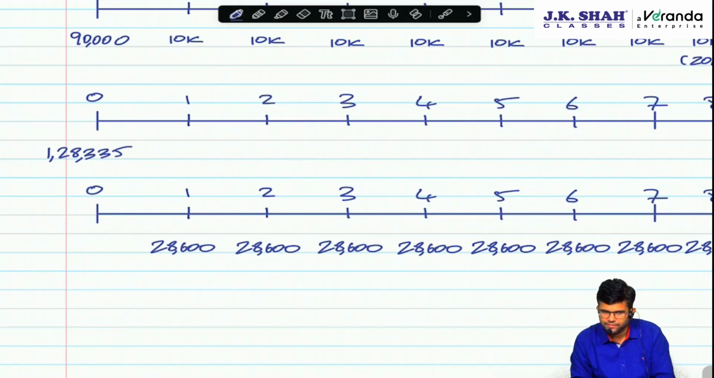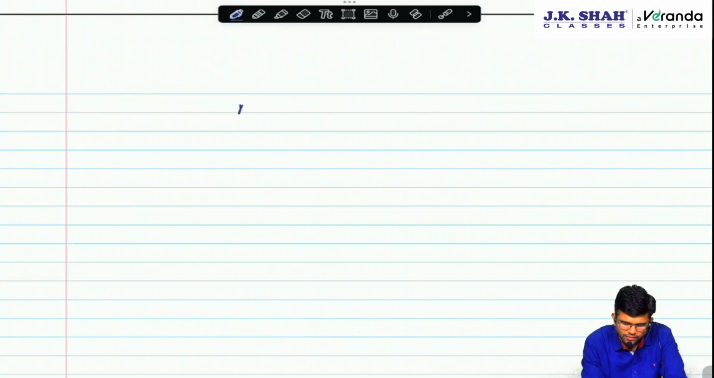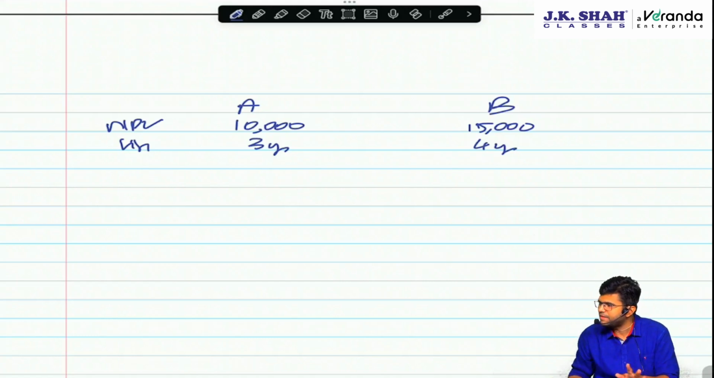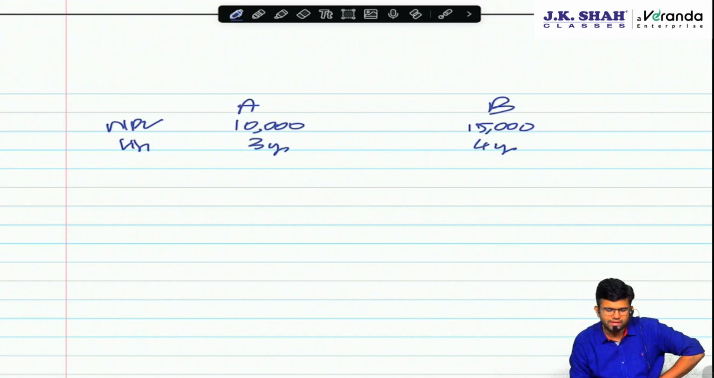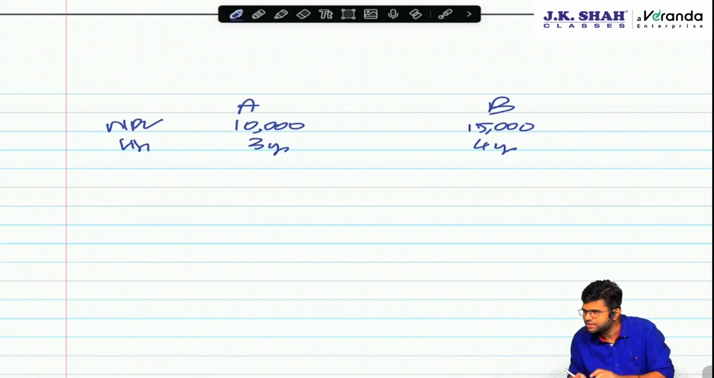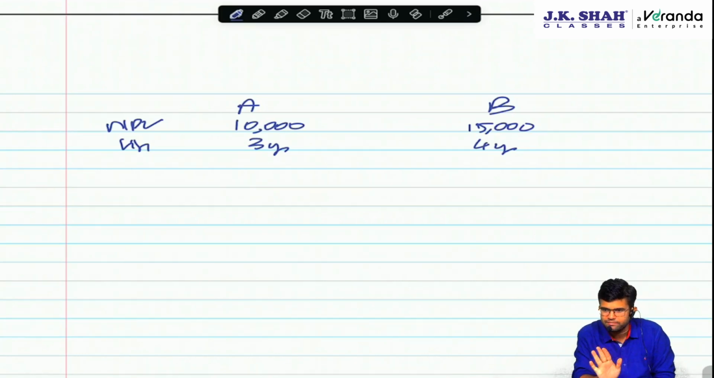See, listen. You know, project A, project B, NPV 10,000, NPV 15,000. Life, let's say 3 years, and life let's say 4 years. Which project is better? Can I say we cannot compare 10,000 and 15,000 here, because 10,000 is a 3-year life project and 15,000 is a longer life project. Are you all listening? So to compare, look at me, we need to do annualized calculation. Annualized means I need to do it on per annum basis.